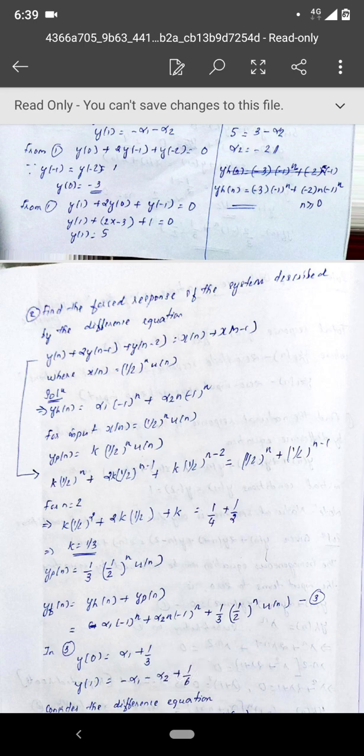We'll see the second question quickly. The second question is actually the forced response, the same question, but the initial conditions are taken as 0 and there is only the external input, that is x of n plus x of n minus 1, where x of n is given as half raised to n u of n. So it is evident that n naught here is 0. You have to find the solution for n values greater than or equal to 0.